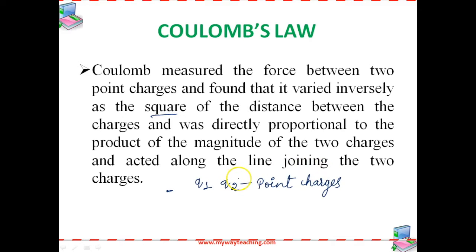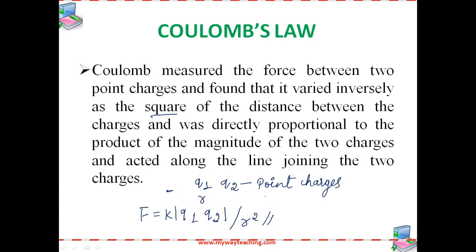And R is the distance between them. And the magnitude of the force between them is given by F is equal to K Q1 into Q2 by R square. So, this is the Coulomb's law. Now the question arises, how did Coulomb arrive at this law from his experiments?